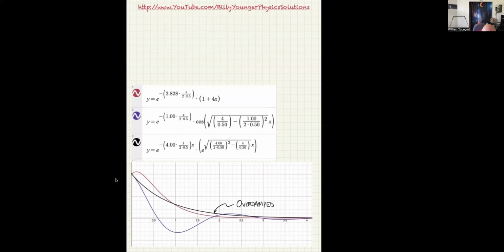Now you might guess, and you'd be right, that these others are the other cases. This one, the red one, is called critically damped. And critically damped means b squared over 4m squared is equal to k over m. Overdamped meant b squared over 4m squared is greater than k over m. And then this purple one here is underdamped, and that corresponds to b squared over 4m squared being less than k over m.